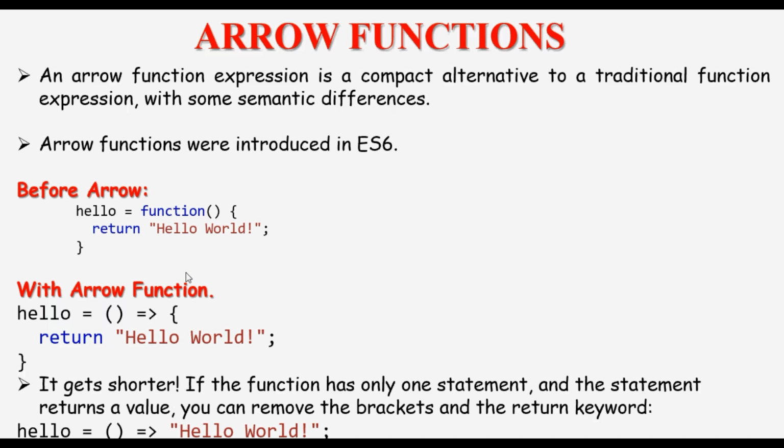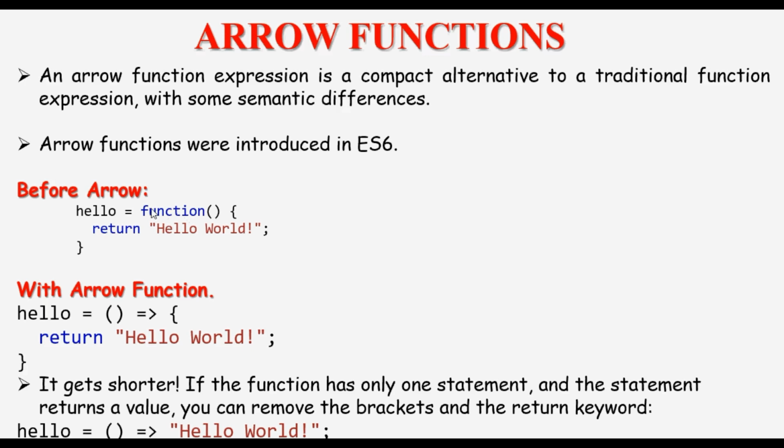On that, let's look at arrow functions. An arrow function expression is a compact alternative to a traditional function expression with some semantic differences. Arrow functions were introduced in ES6. Before the arrow function, we wrote our function expression just like we saw in the last class. Hello, which is a variable, is assigned to an anonymous function without a name.